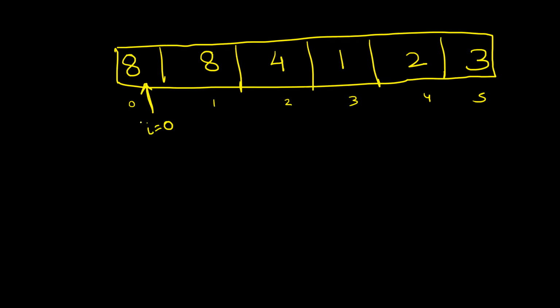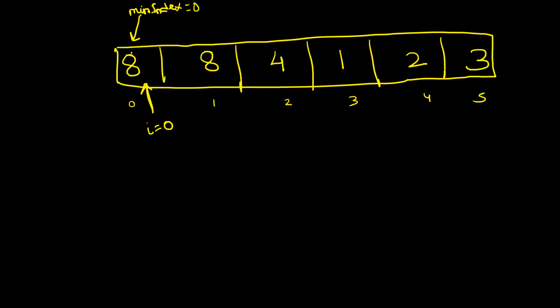I need to find the minimum element. So first of all, I assume the minimum is here. What do I do? I make a variable min index, and it is also pointing to i. It is also equal to i. So min index is pointing to this 8, saying that the minimum element is also at index 0. Try to understand the algorithm. I have assumed that the minimum element is this 8.